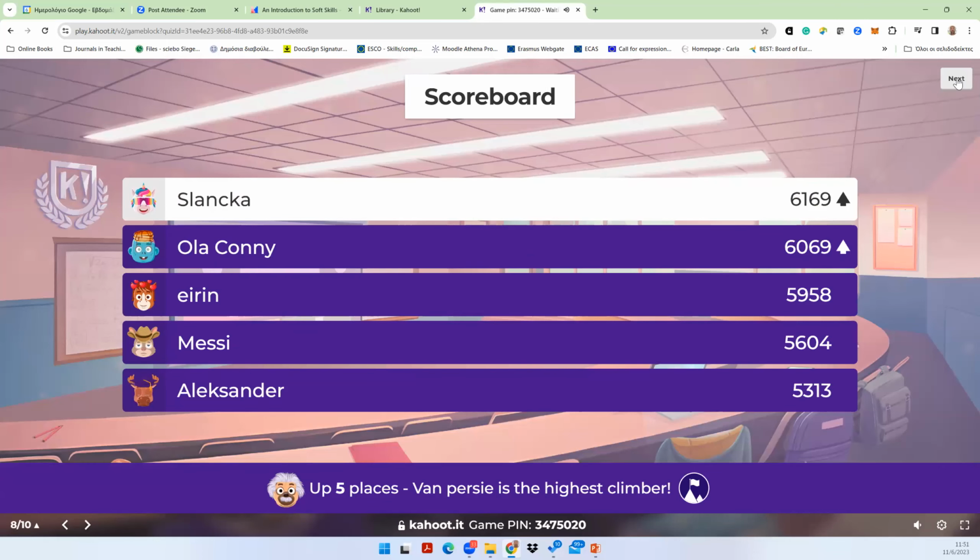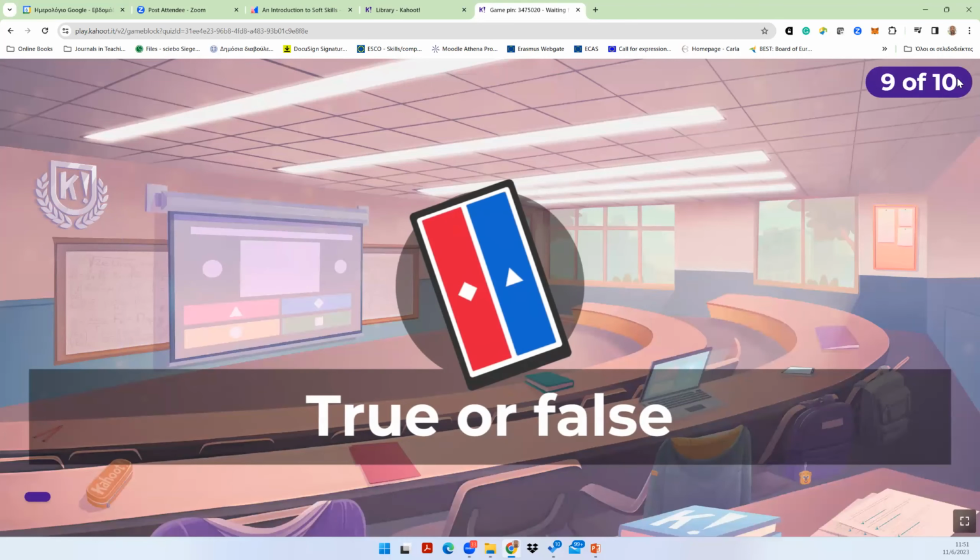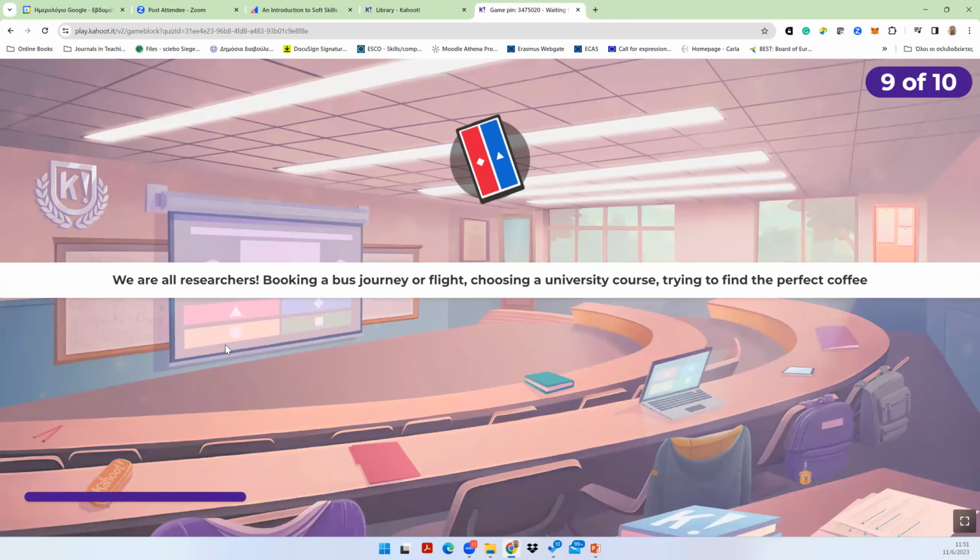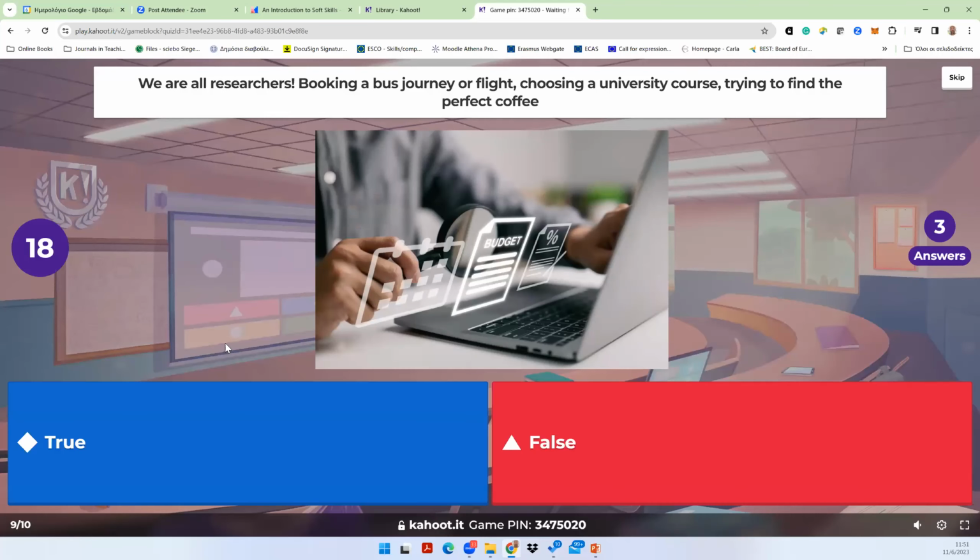True or false? We are all researchers. Booking a bus journey or flight, choosing a university course, trying to find the perfect coffee, does demonstrate research skills? So to show you that the research skills are applied in everyday life, or you can improve them in everyday life.